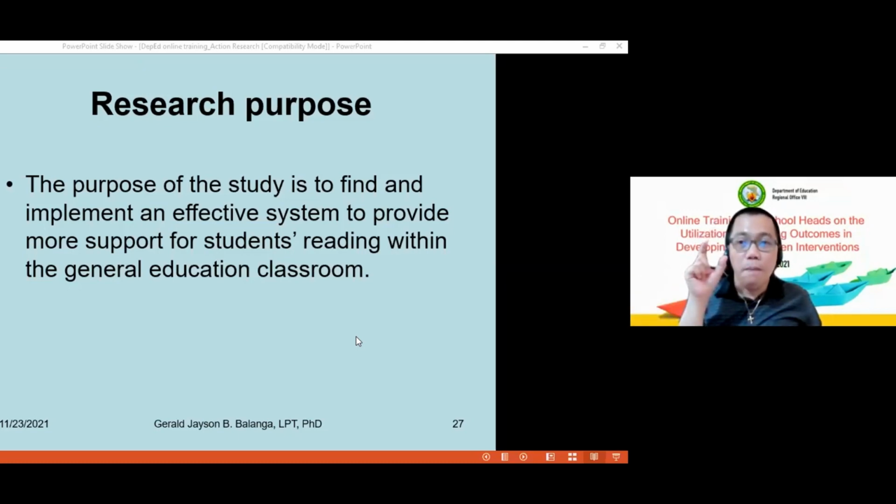And take note that the research purpose is stated in one sentence only. So later in the workshop, because you are going to formulate your research purpose, then it should just be one sentence. The purpose of the study is to blah, blah, blah. Explore, examine, determine the effectiveness of an intervention.